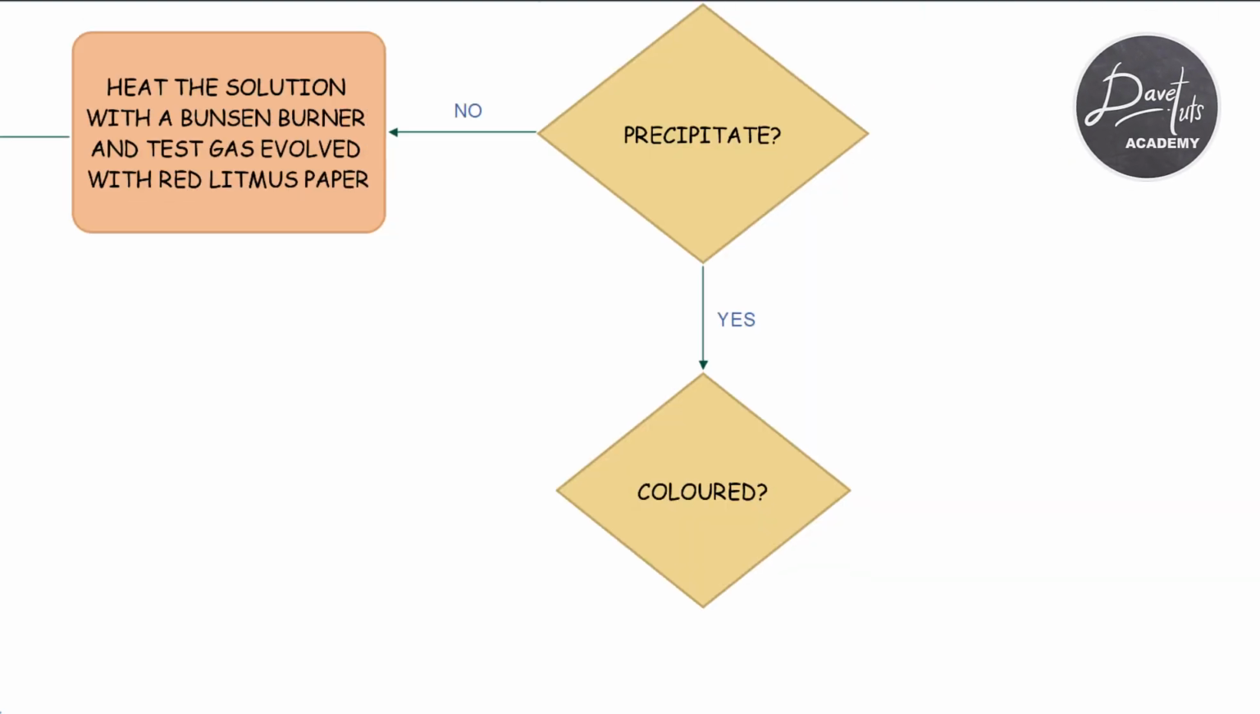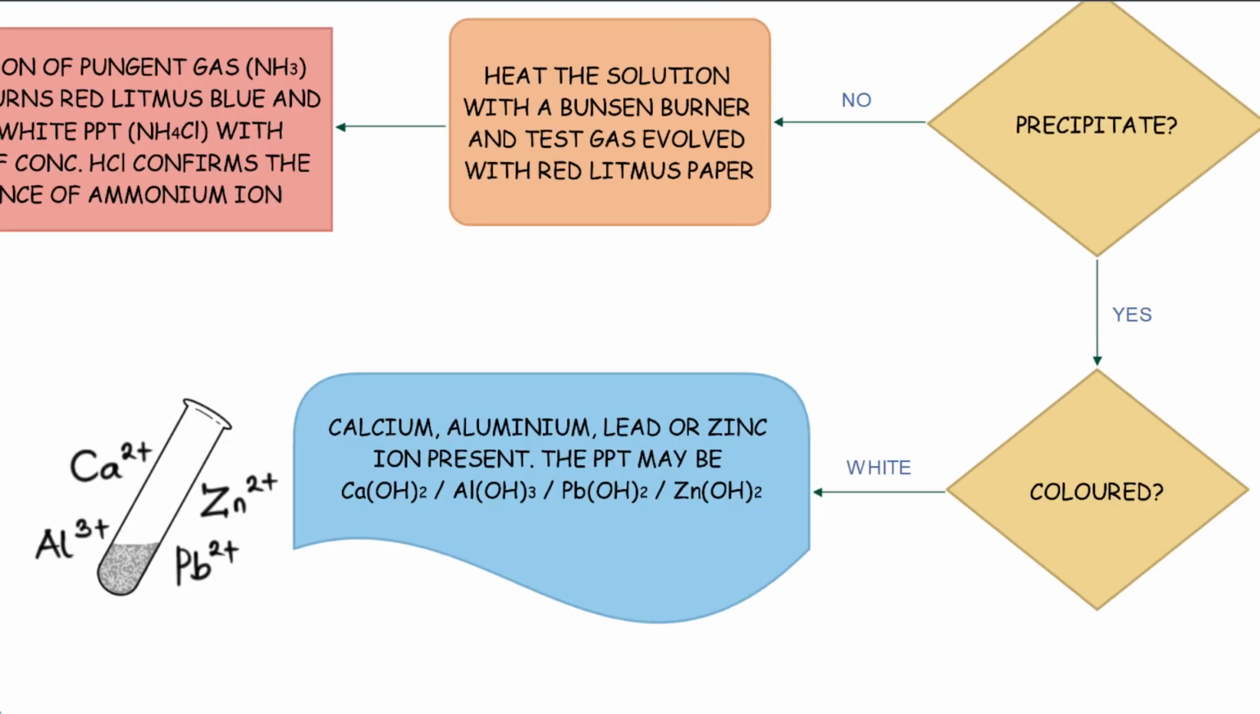The first thing is: is it colored? Now, if the precipitate that we're observing is a white precipitate, that is indicating that any one of calcium, aluminum, lead, or zinc ion is present in the salt solution. The precipitate may be calcium hydroxide, aluminum hydroxide, lead hydroxide, or zinc hydroxide. These are formed by the cations reacting with the sodium hydroxide to form the hydroxides that are listed on the board as shown.